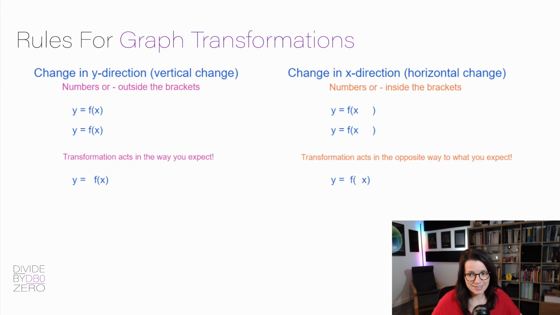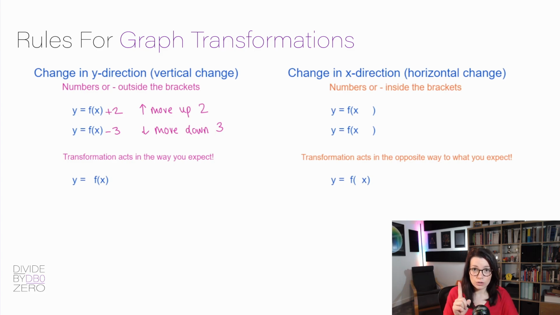outside the brackets. So for example, if you had y equals f of x plus 2 on the outside, that means you're going to move the graph up by 2. If you had a minus 3 on the outside, you're going to move the graph down by 3. As you can see here, I've written transformation acts in the way you expect. In other words, plus 2 goes up and minus 3 goes down, following the direction of the y-axis.